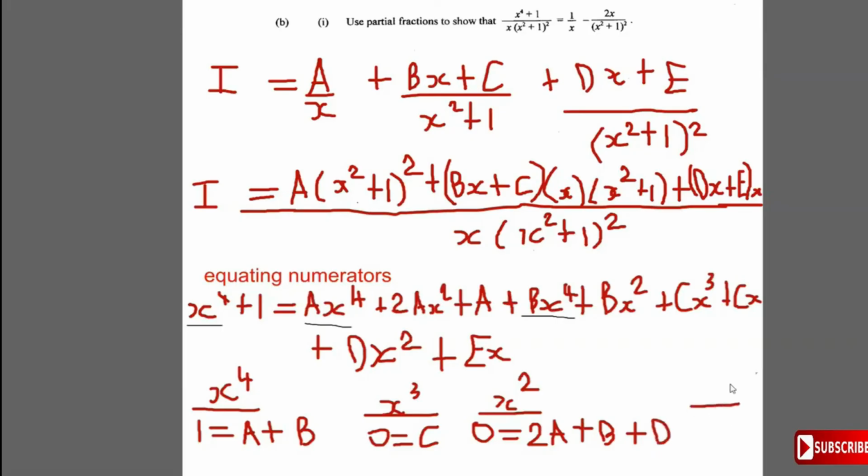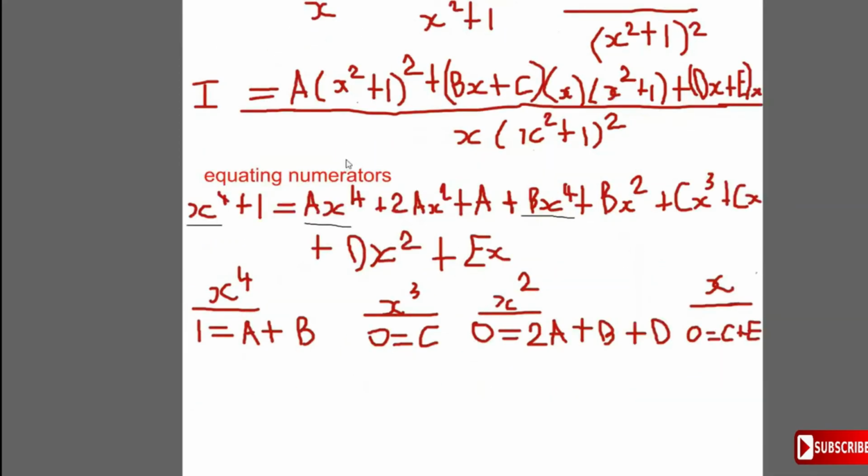Then finally, or penultimately, equating x terms, we have cx plus ex, and there's no x term, so 0 is equal to c plus e. And then finally equating our constants, the only constant we're getting is a, and so a must equal 1.